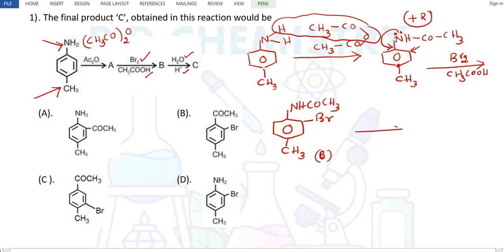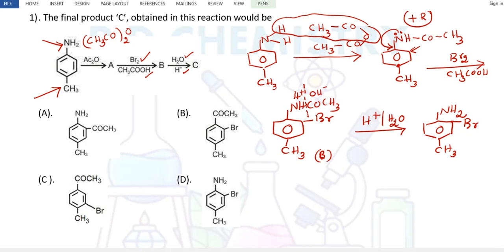Then it is subjected to acid hydrolysis, H plus and water. So what will happen now? The protected NH2 group can now be broken down by H plus and OH minus of the water molecule, acid hydrolysis, to give finally the benzene ring attached to NH2, which becomes free now. Then Br, and at the para position we have CH3. The side product is acetic acid, correct? Can you identify the option number now? The answer is option D, correct?